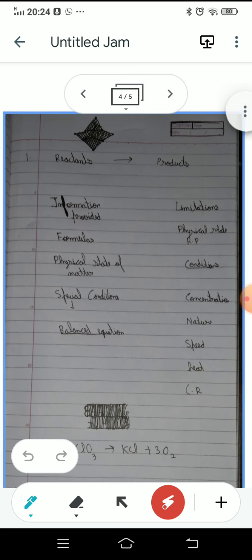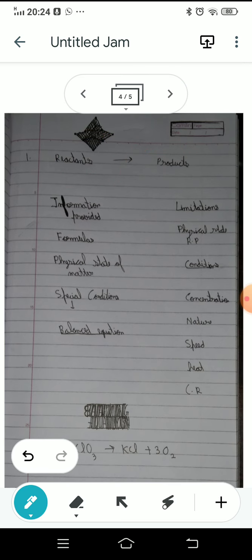Now see, friends, this is the reactant, this is the product. First of all we have to understand what reactants and products are, because if we are not able to understand, then how will we create the formula or any other equation? So friends, what are reactants?